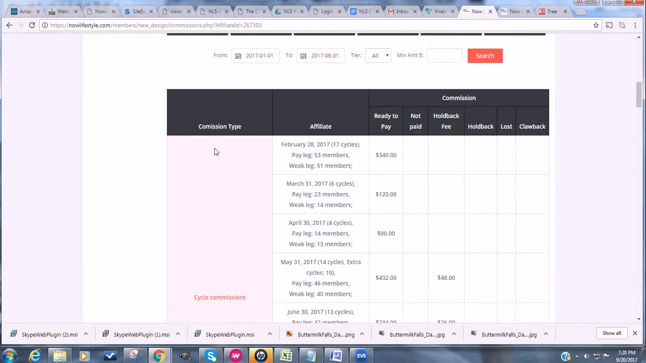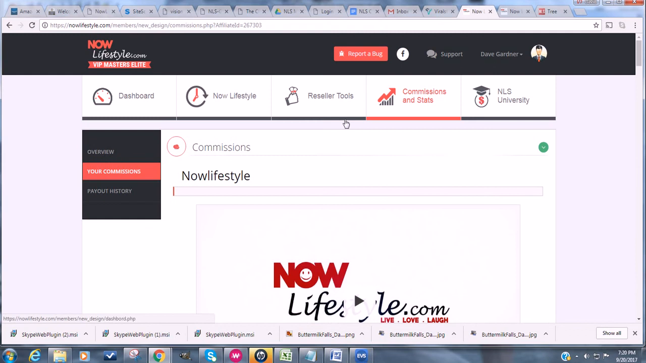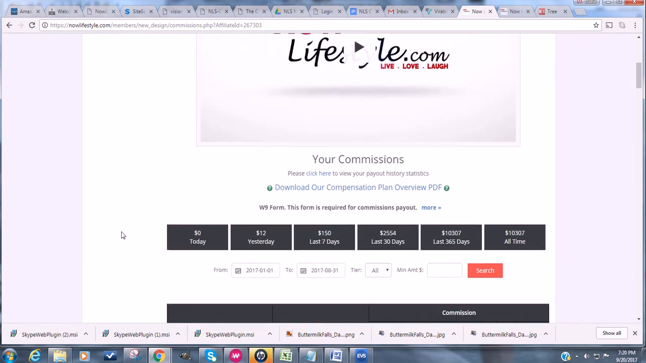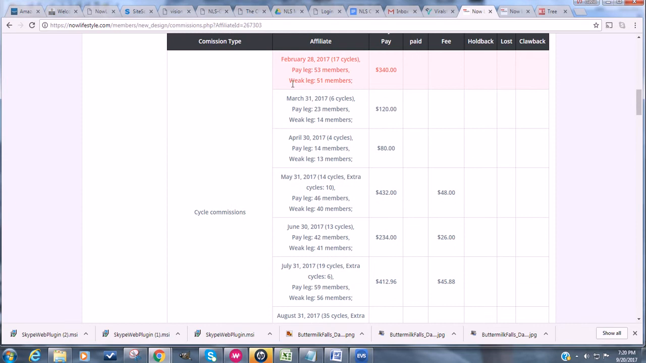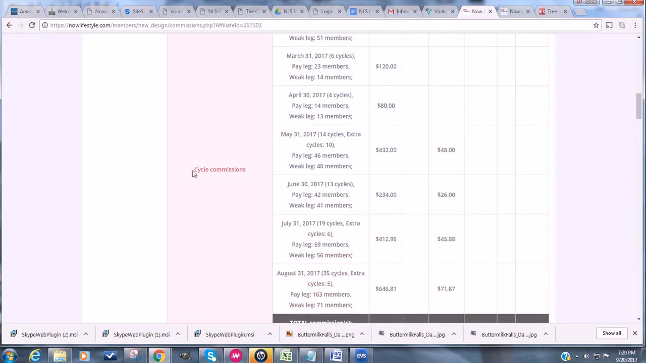But then when I actually go and look in my commissions, I went into commissions, and then I clicked on your commissions, and I just changed the dates here, and I went all the way back to January. So we have basically February, March, April, May, June, July, and August. These are just my cycle commissions. So this is just the binary matrix.